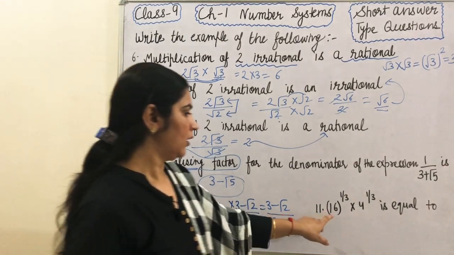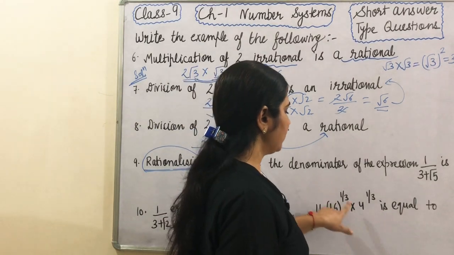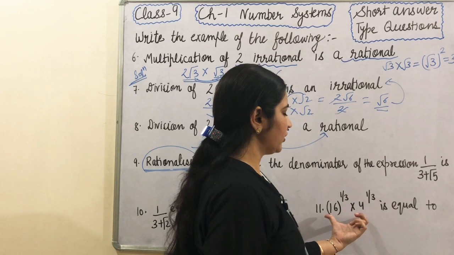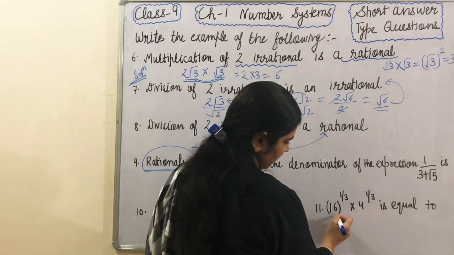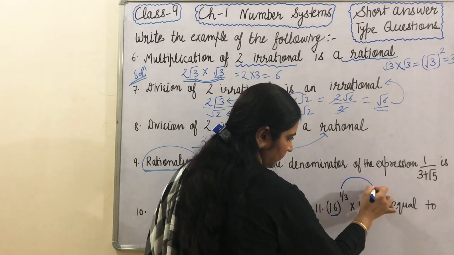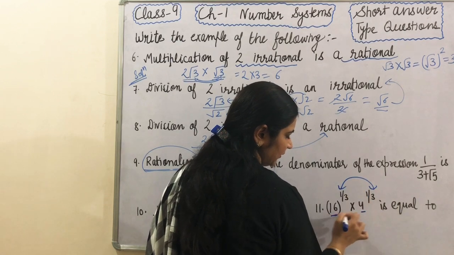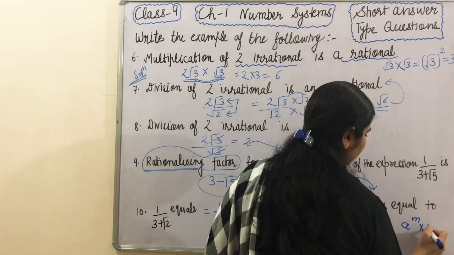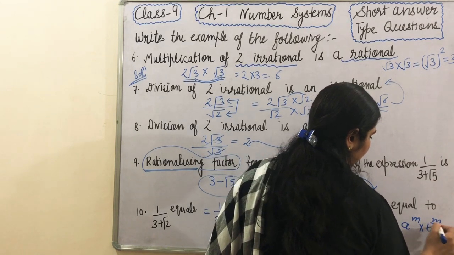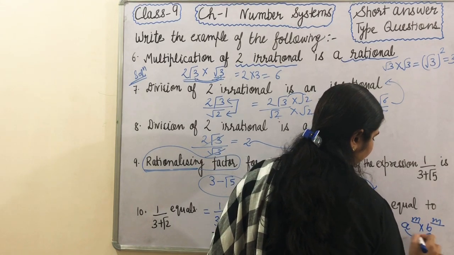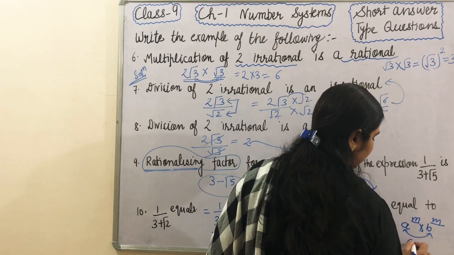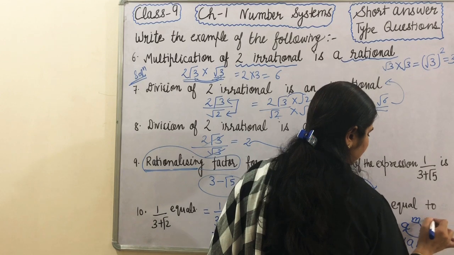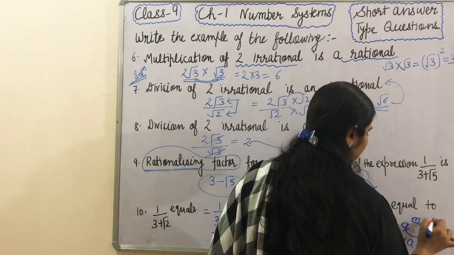Next is 16 raised to the power 1 by 3 times 4 raised to the power 1 by 3. We have to find out the value. Here just see, powers are the same and bases are different. So we can write a raised to the power m into b raised to the power m. Powers are the same, bases are different, and the operation is multiplication. So we will multiply both the terms a, b, and simply write the power m.